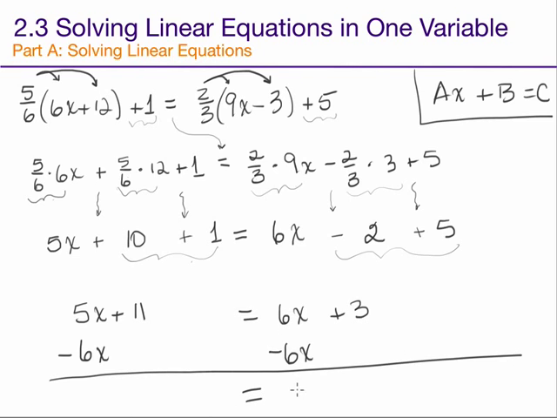6x minus 6x is 0. 0 plus 3 is 3. On the right-hand side. On the left-hand side, I have 5 x's, and I spend 6 x's. So I'm overdrawn 1x, and I still have 11 1's. Now my equation is in the form ax plus b equals c. So now I'm ready to use the technique I showed you at the beginning of this section. Subtract 11 and divide by -1.